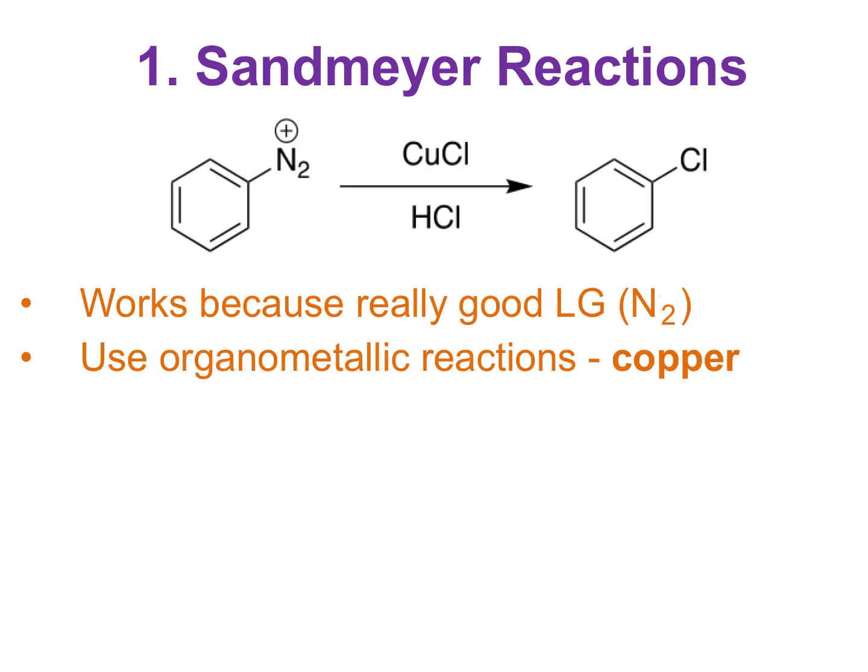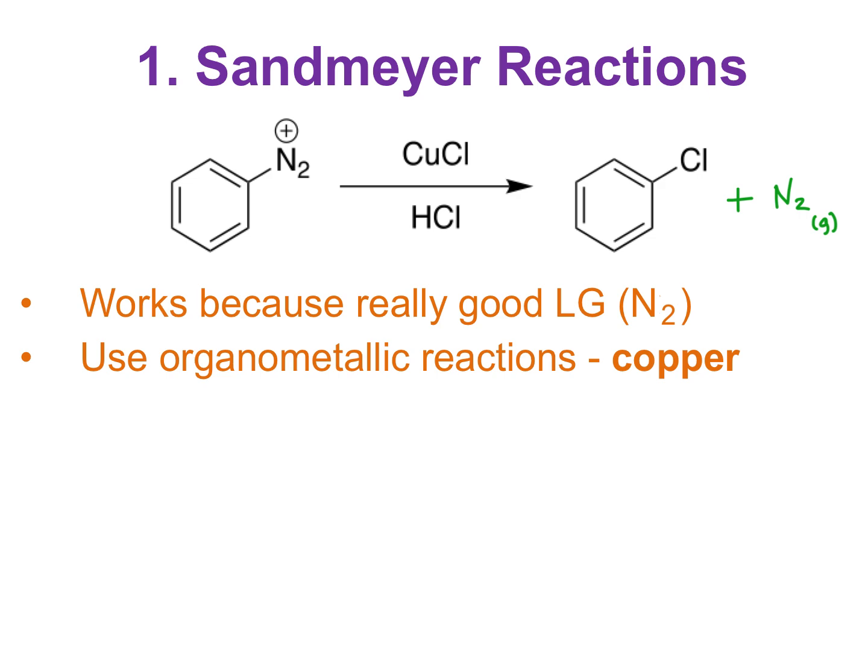All right, so the first reaction we're going to talk about is the Sandmeyer reactions. There are also multiple of these, but they work because they have a really good leaving group. N2 is a really good leaving group, as you can see here. It's leaving as nitrogen gas, and nitrogen gas is very, very stable. It's got a triple bond that's very stable. Also, because it's a gas, it can't return and make the reaction reversible. So this makes it where it has to go forward and pushes the equilibrium forward.